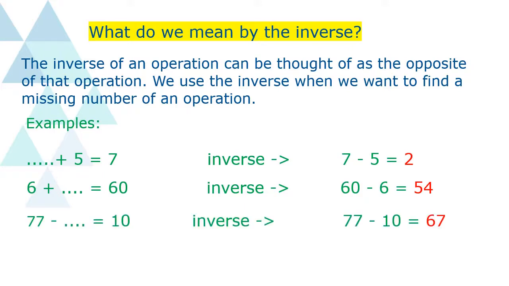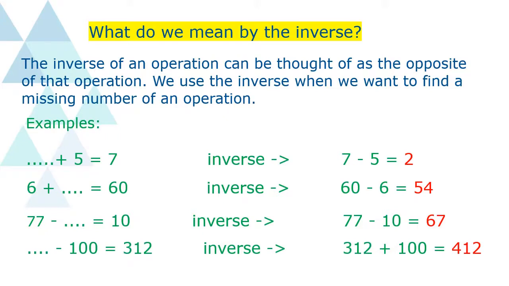Third, 77 minus a number equals 10. When I apply the inverse here, I will remove 10 from 77 in order to know what is that number. When subtracted from 77 equals 10. So 77 minus 10 equals 67. I will fill in with 67 in the first gap. And last one is a number minus 100 equals 312. I can think of the inverse here as adding 312 to 100 in order to know what is that number that must be written at the beginning. So 312 plus 100 equals 412. I will fill in with 412.